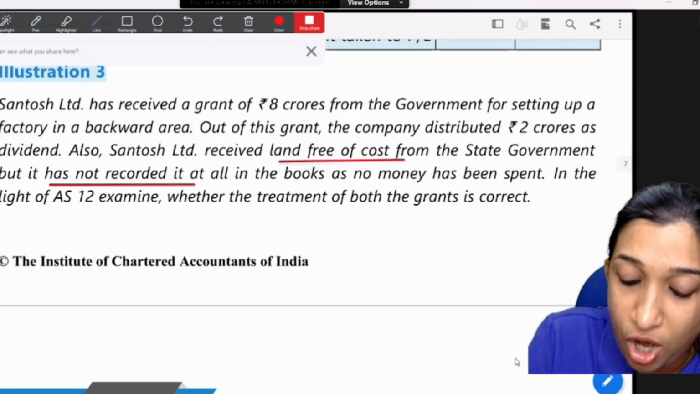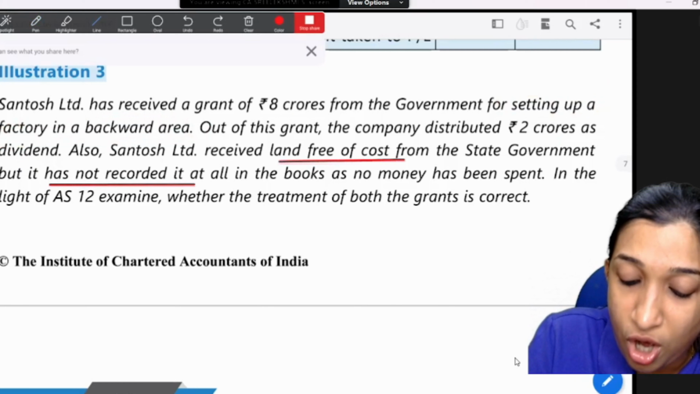Now, non-monetary grant. Non-monetary grant is even more simple. You received a non-monetary grant, which means you received an asset. If you have received an asset, what is the treatment? You didn't pay anything for that asset, but there is a land of 1 acre you received as a grant, then record that land at nominal value.